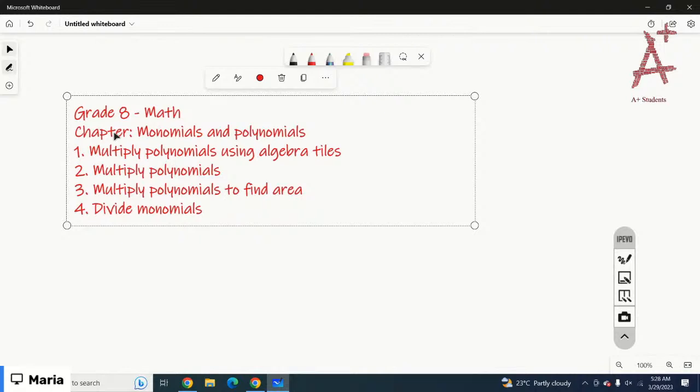Okay, we are working on grade 8 maths. The chapter we are working on is polynomials and monomials. The lessons we have covered today are multiply polynomials using algebra tiles, multiply polynomials to find area, and then divide monomials. Got it? So if you have any question, you can ask. I'm here to answer all your questions and confusions if you have any. So please ask if you have any question. No questions?